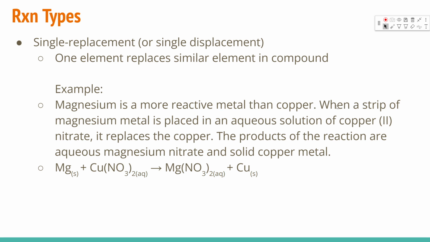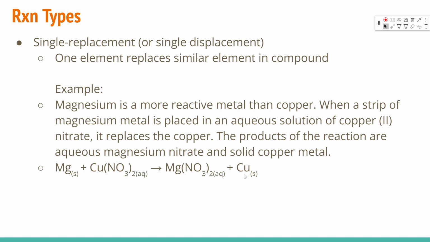Who cares? When a strip of magnesium metal is placed in an aqueous solution of copper 2 nitrate, okay, it replaces the copper. So I actually didn't need this other sentence here because it says it replaces the copper. The magnesium replaces the copper. So that means that I'm going to single replace this magnesium with this copper. That's what it means. Now, in this case, it told me the products, but if I just stopped at that one sentence here, I could have easily written the products down. And so here you could see the magnesium replaces the copper. I want to make sure that my reaction is written correctly. Magnesium is not part of the diatomic, so there's only 1.